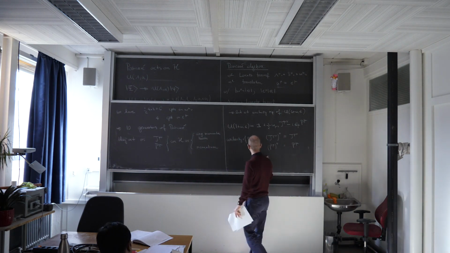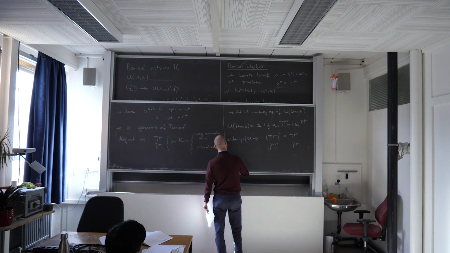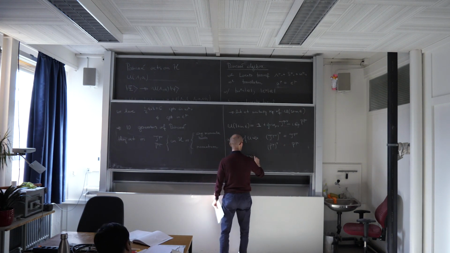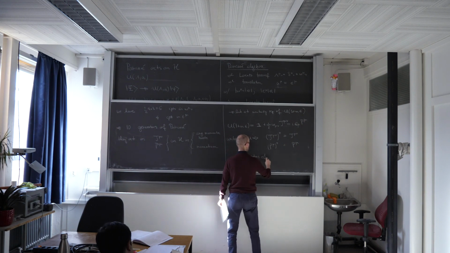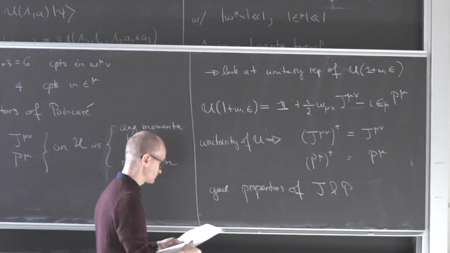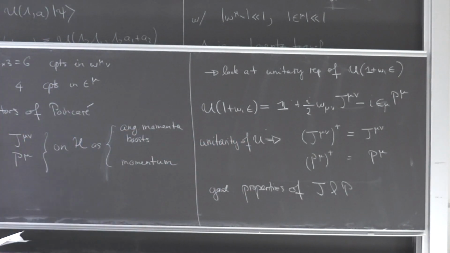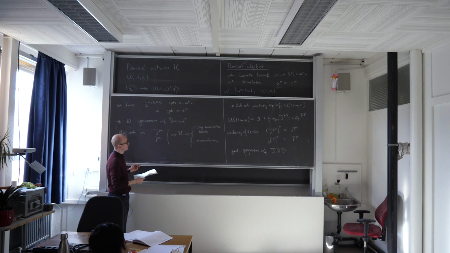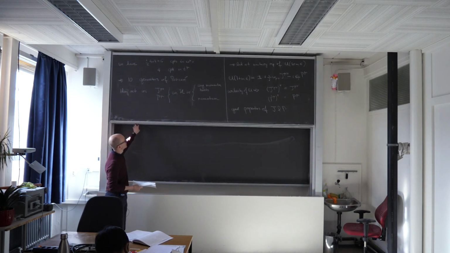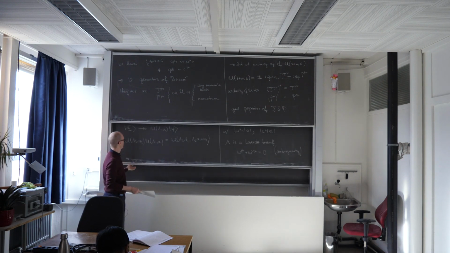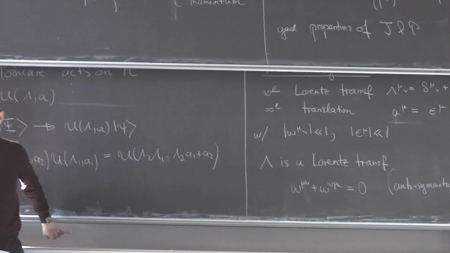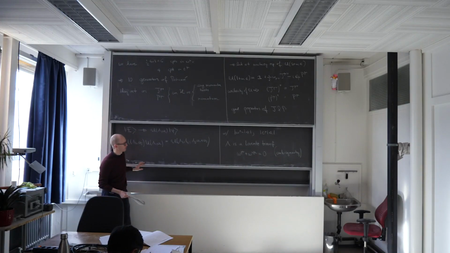And so now what we would like to do is find further properties of these Hermitian operators, J and P. So the way that we're going to do it is to just use the group composition law and apply it to the infinitesimal form.